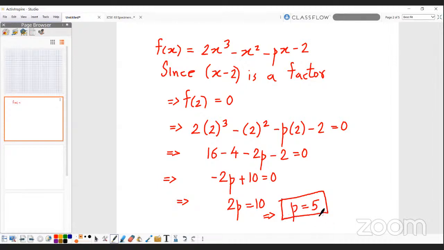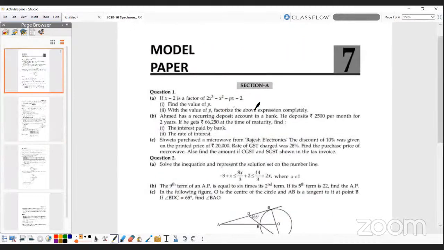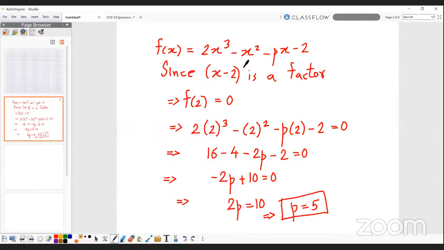I hope it's clear to everyone. So you just have to be very careful in doing the calculations in order to get the value of p. Second part of the question is asking us to factorize the above expression completely. You have to put the value of p here and then factorize it. We know that one of the factors is x minus 2. If you put the value of p here, your expression will become 2x cube minus x square minus 5x minus 2.